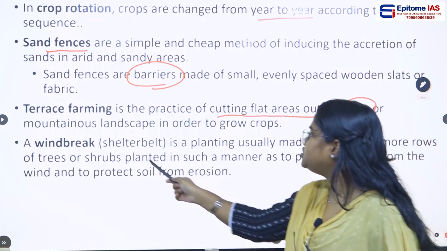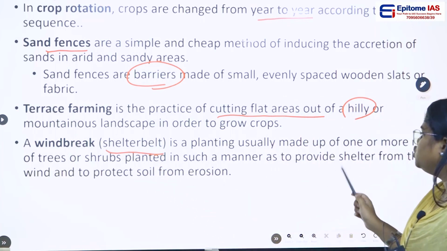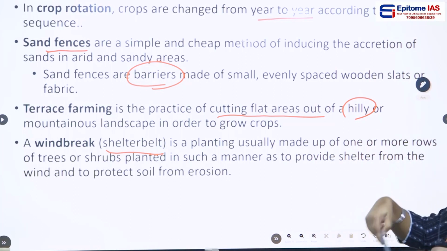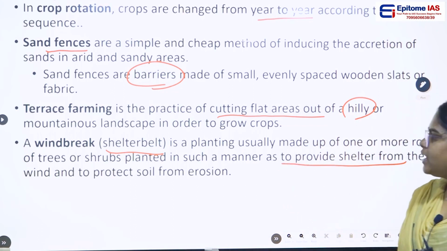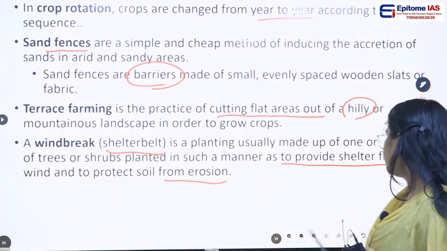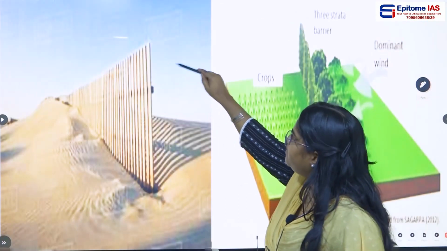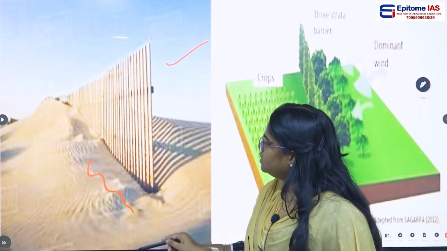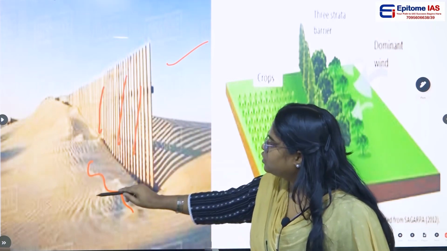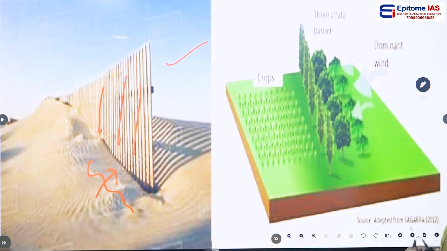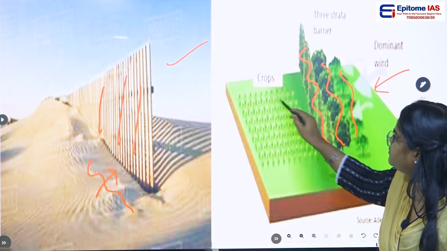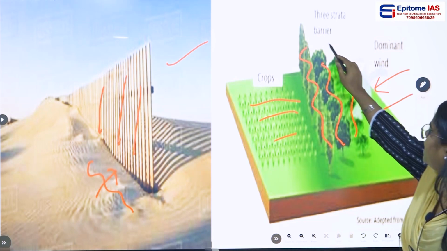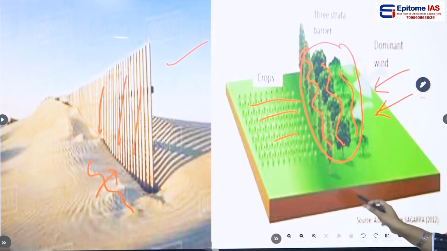A windbreak is also known as a shelter belt. It's a planting usually made of one or more rows of trees or shrubs planted in a manner as to provide shelter from the wind and to protect the soil from erosion. So this is the picture of the sand barrier. This is the sand, and we have this barrier to stop the sand from being taken away by the wind, and this is the wind barrier. The wind is coming from this direction, and we have trees grown here, and this is the crop which we are having. So this barrier is stopping the wind from causing soil erosion.